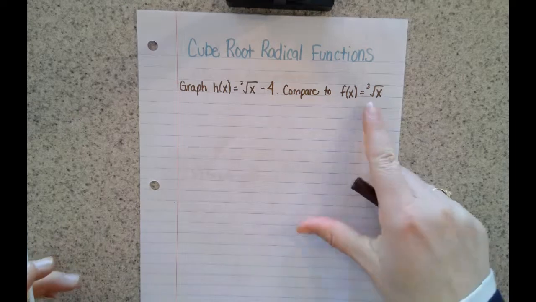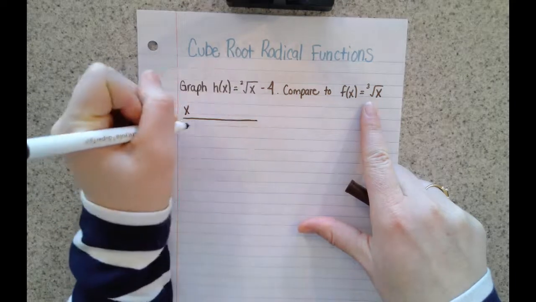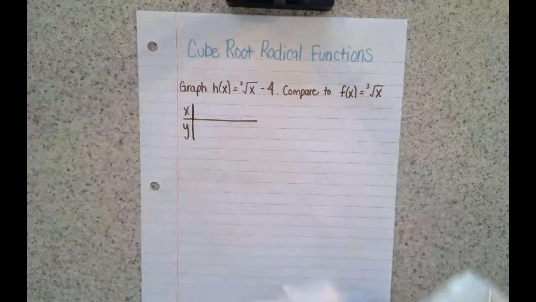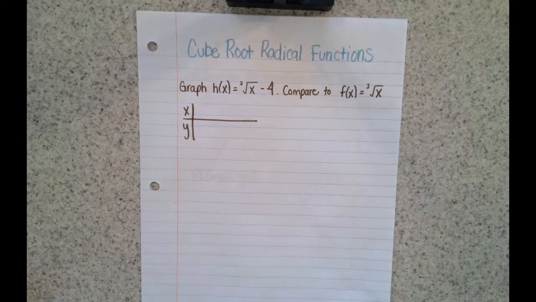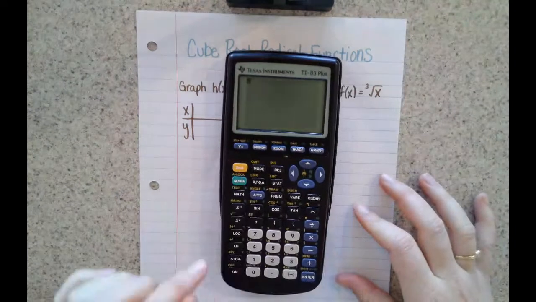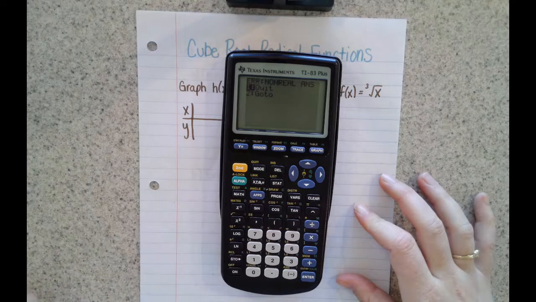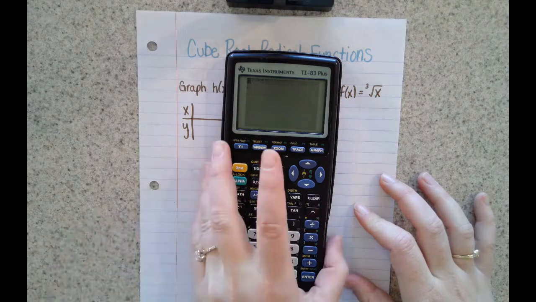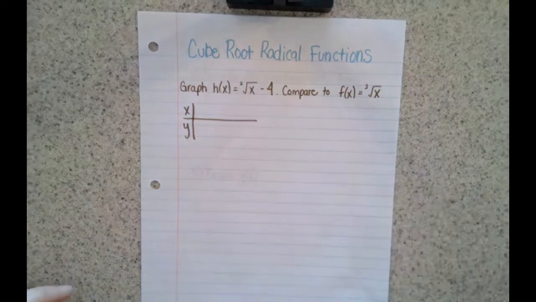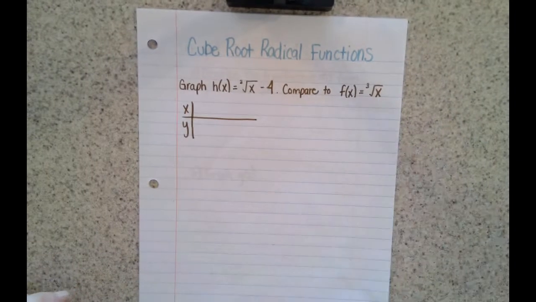So to graph this cube root function, I'm going to make an input-output table. In section 10.1, you guys had to be extremely careful with never putting negatives under your square root symbol. On your calculator, if you try to take the square root of a negative number, it's going to tell you error. However, you can do the cube root of a negative number. So we are allowed to put negatives under this cube root sign.